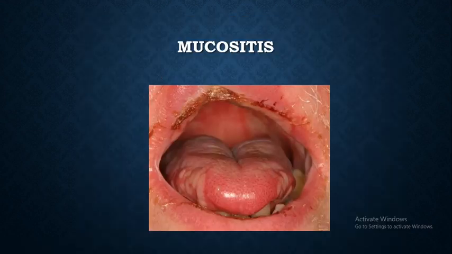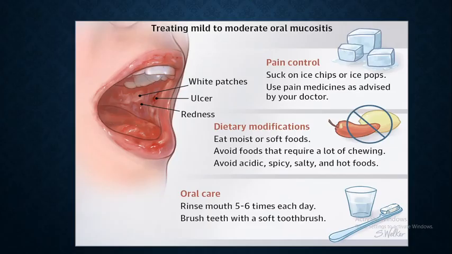Mucositis, as we told, we can call it an ulceration. So what do we do to control pain? Suck on ice chips or ice pops. Use pain medications as advised by your doctor. Here the white patches and ulcers of the epithelium of the oral cavity are basically what mucositis is. Dietary modifications: eat moist or soft foods, avoid foods that require a lot of chewing, avoid acidic, spicy, especially spicy, salty, and hot foods. Oral care: rinse mouth 5 to 6 times each day. Brush teeth with a soft toothbrush, not a medium or hard one.